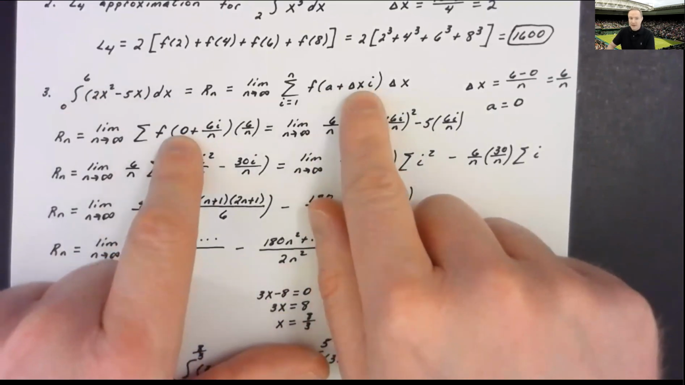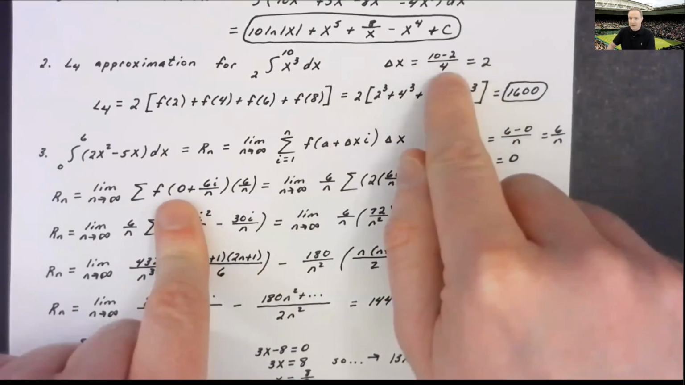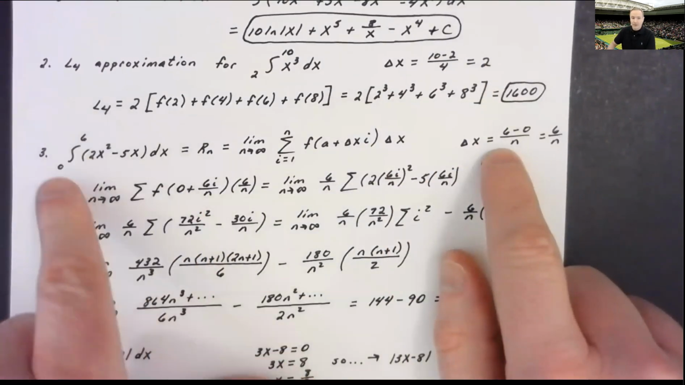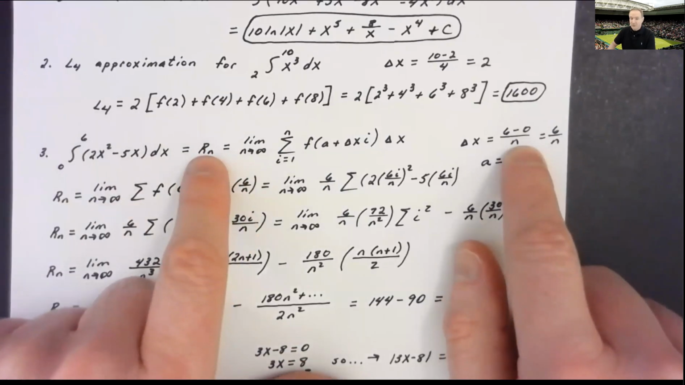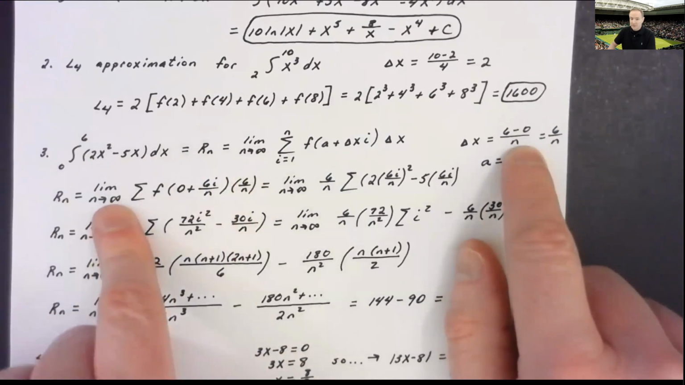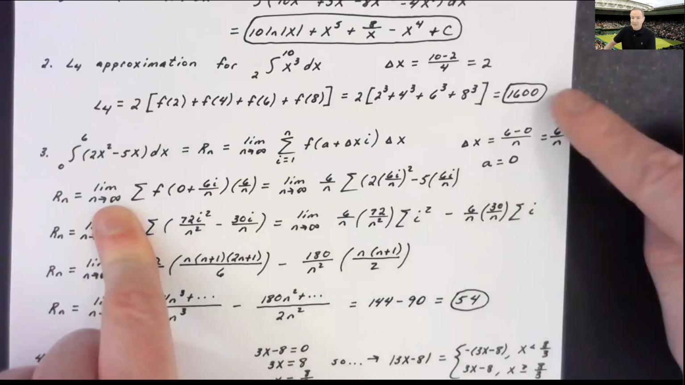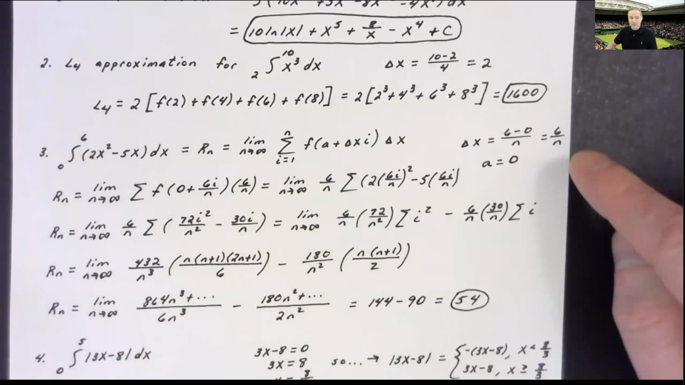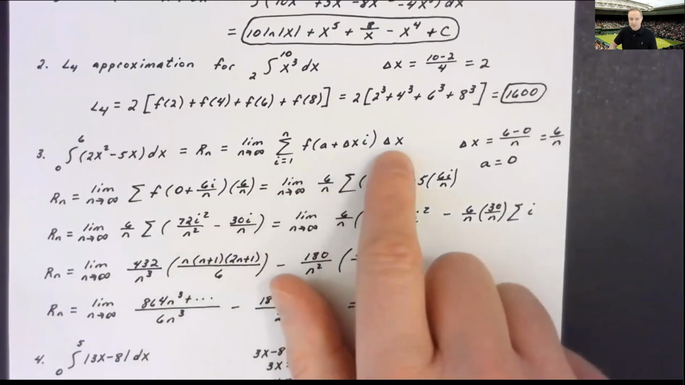Now, delta x, just as in the last problem, it's the end point minus beginning point divided by the number of subdivisions. Same thing here. End point minus beginning point divided by the number of rectangles that's within it. This time there's going to be n rectangles as n goes to infinity. So the width of each rectangular region is going to be 6 over n, and I know that that's going to become infinitesimally small as n goes to infinity. But 6 over n is the expression that represents it.